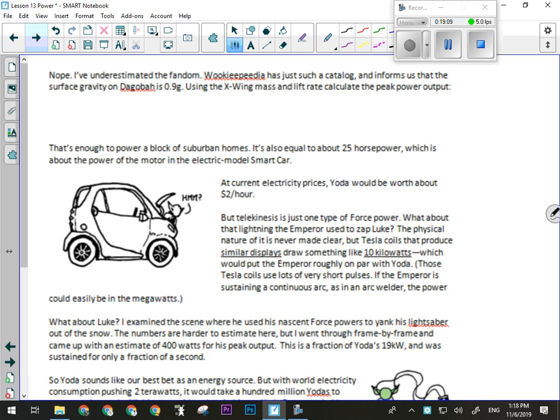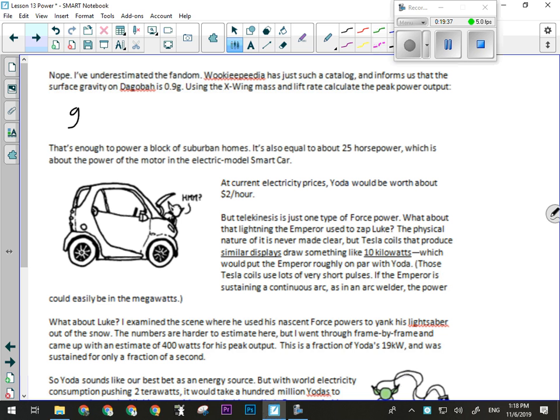Wikipedia, like that online encyclopedia. Well, Wikipedia is the Star Wars online encyclopedia. Wookiees are like Chewbacca. So this is Wikipedia instead of Wikipedia. And on there are actually the accelerations due to gravity of all the planets in the Star Wars universe, including Dagobah, whose acceleration due to gravity is 0.9 g. That means it's 90% of Earth's.